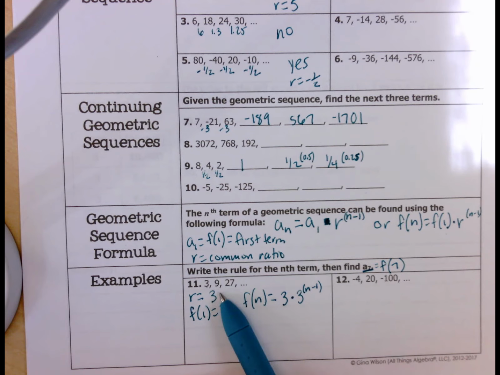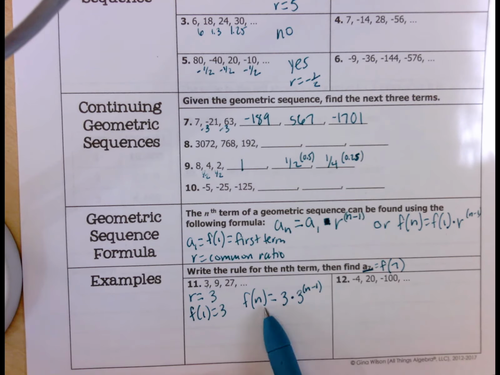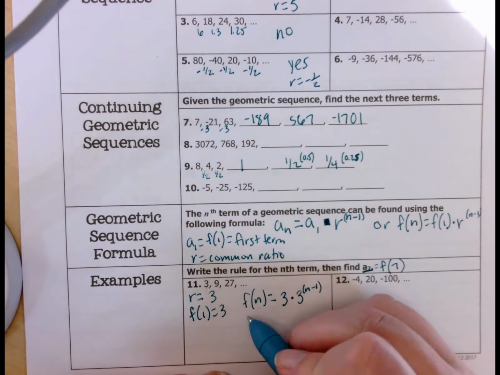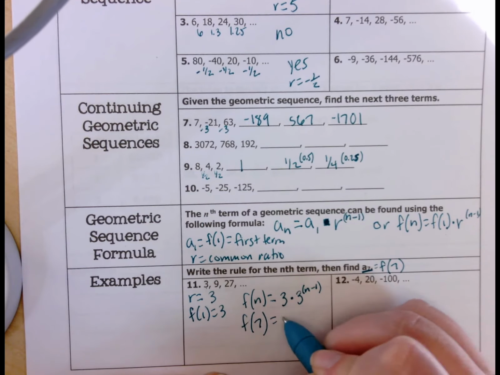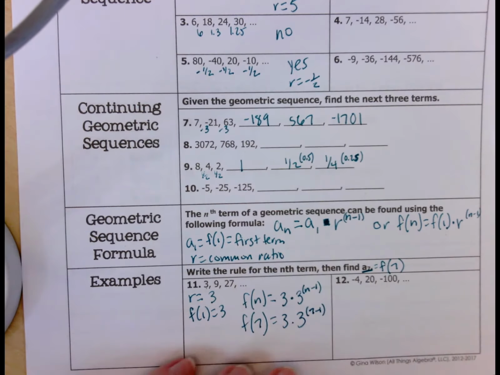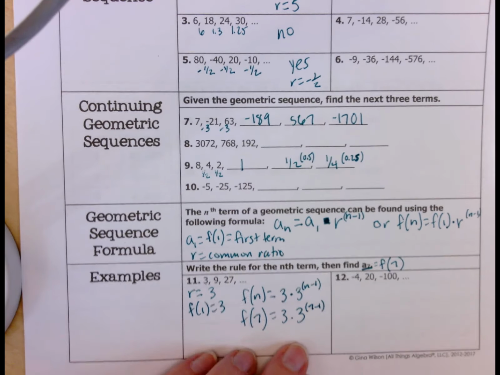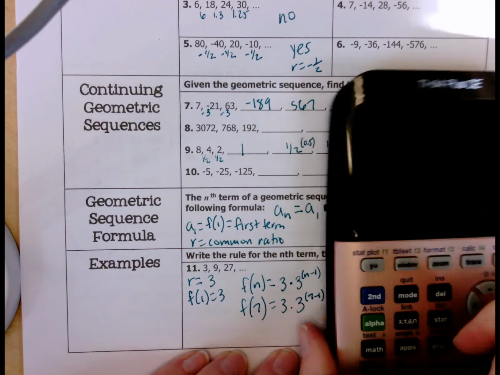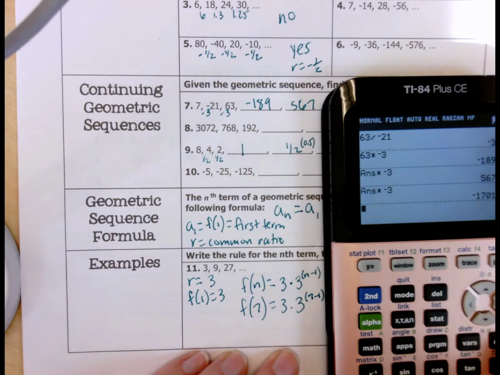If I want to find the 7th term, the 20th term, or the 200th term, for this particular sequence, this is the formula that I would use. I would just plug in whichever term I'm looking for and solve. In this case, we're going to look for f of 7. 3 times 3 raised to the 7 minus 1 power. Now I'm just going to plug this straight into my calculator. That's the glory of this.